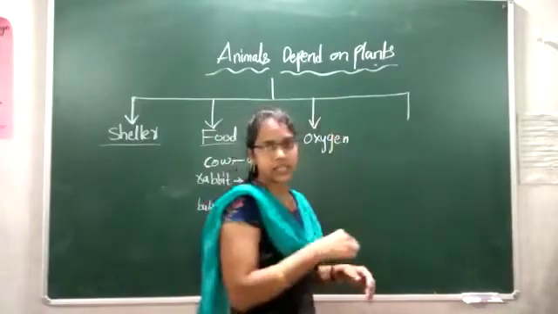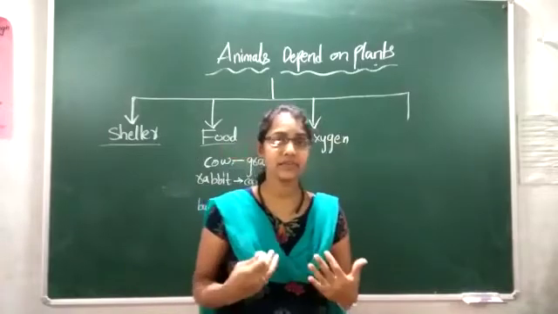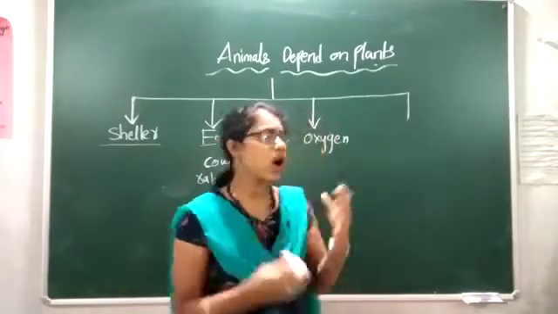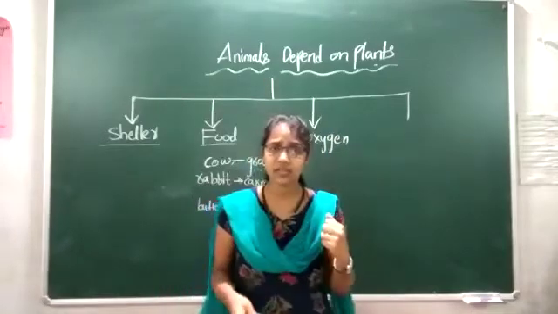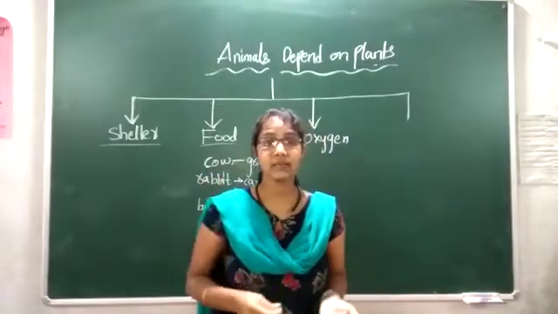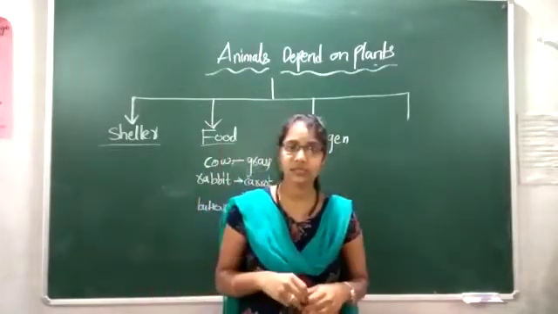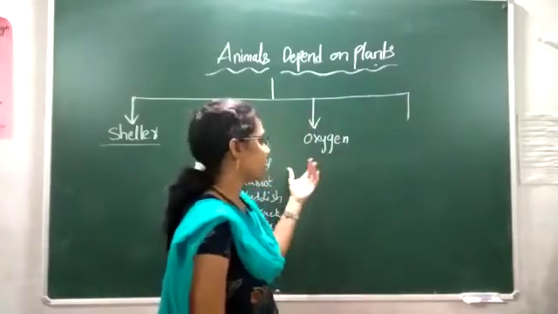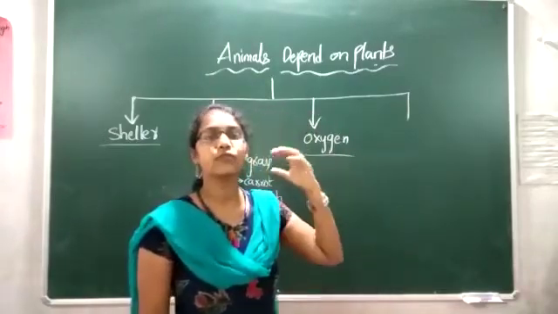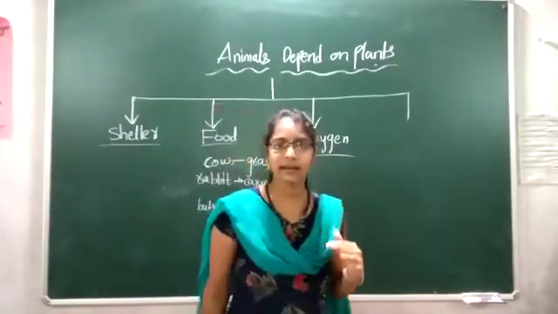Oxygen. Yes, we are getting oxygen from plants. We are breathing air from the plants. So how do these animals take oxygen? Yes, these animals take oxygen from plants only. So animals depend on plants for oxygen, for breathing purpose also.